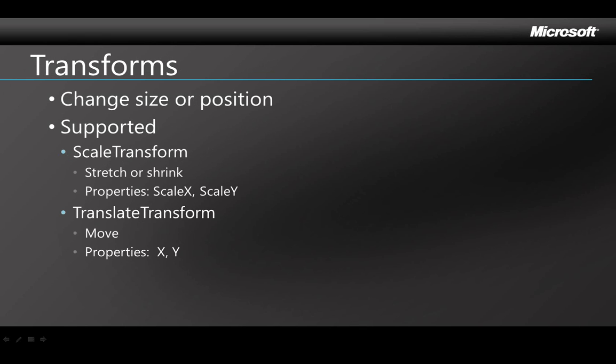A transform is a class that you can use to change the size or position of a user interface object. It maps points from one size or one position to another. Windows Phone 7 supports scale transform, which lets you stretch or shrink an object using scale X and scale Y properties. And translate transform lets you move an object using X and Y properties. If you're familiar with transformations in Silverlight, you'll see that this is pretty much the same, except that Windows Phone 7 doesn't support rotate transforms or skew transforms, at least in this release.